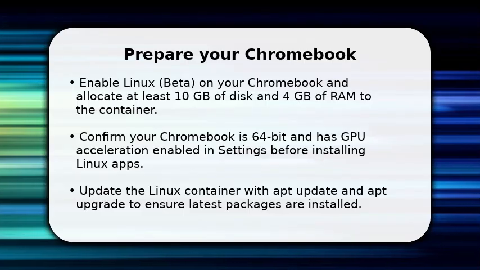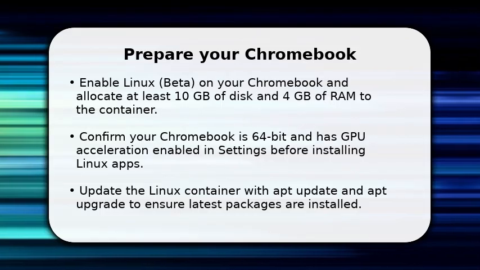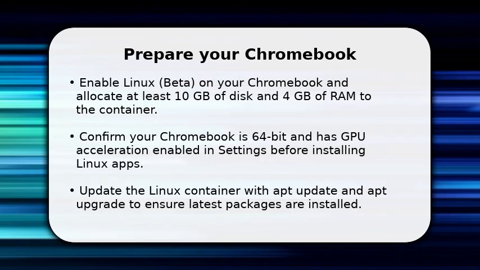Start by enabling Linux Beta in Chrome OS settings and allocate at least 10 GB of disk and 4 GB of RAM to the container for games. Confirm your Chromebook is a 64-bit model and enable GPU acceleration if the option appears. Integrated Intel or ARM GPUs vary in support.